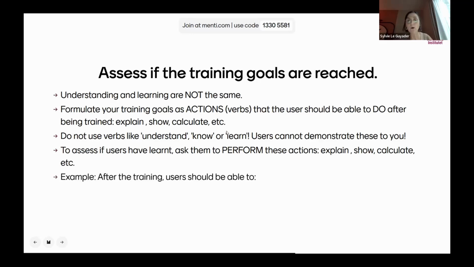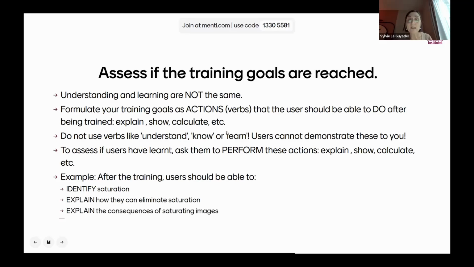So here is an example. After the training, the users should be able to identify saturation in images. They should be able to explain the different ways they can eliminate saturation. And they should be able to explain the consequences of saturating images, right? These are action verbs, and this is something that they can show you and explain to you. And then you know that they have really understood and learned.